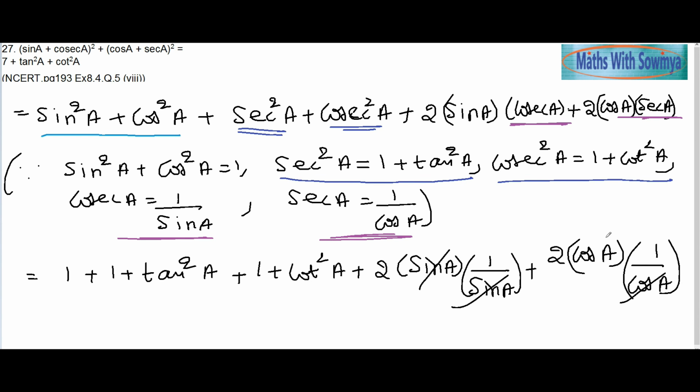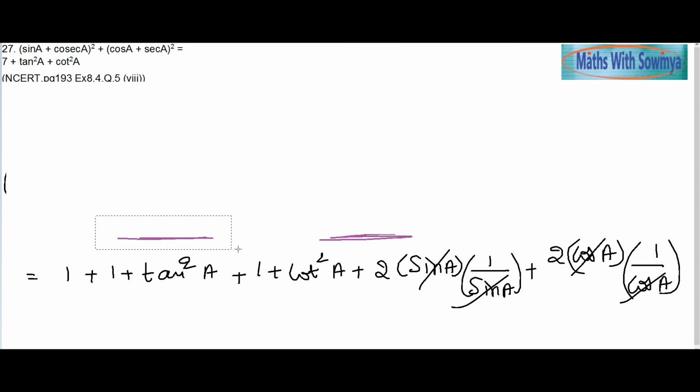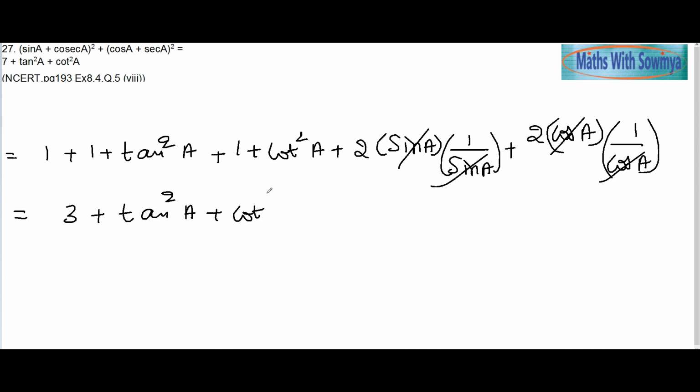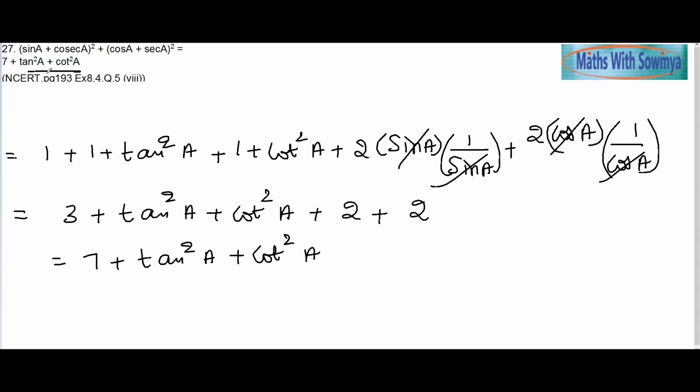Here sin A goes, cos A goes. So, whatever is left out, here 1 plus 1 plus 1, 3, plus tan square A plus cot square A. Here these two got cancelled, 2, these two got cancelled, 2, 2 plus 2, 4, 4 plus 3, 7. So 7 plus tan square A plus cot square A, which is our RHS.